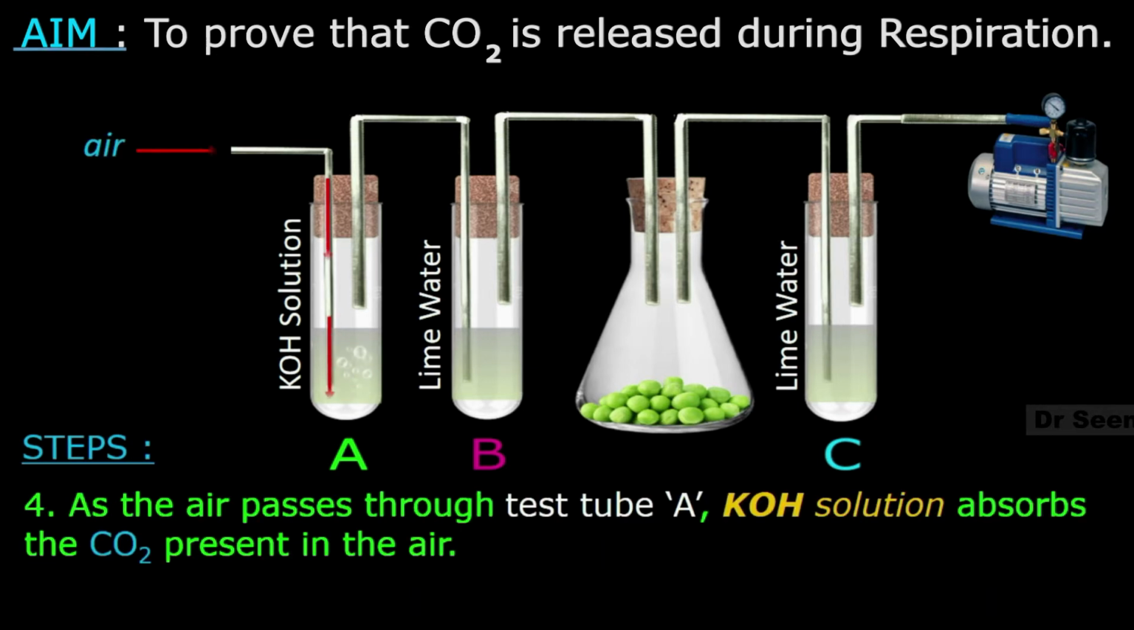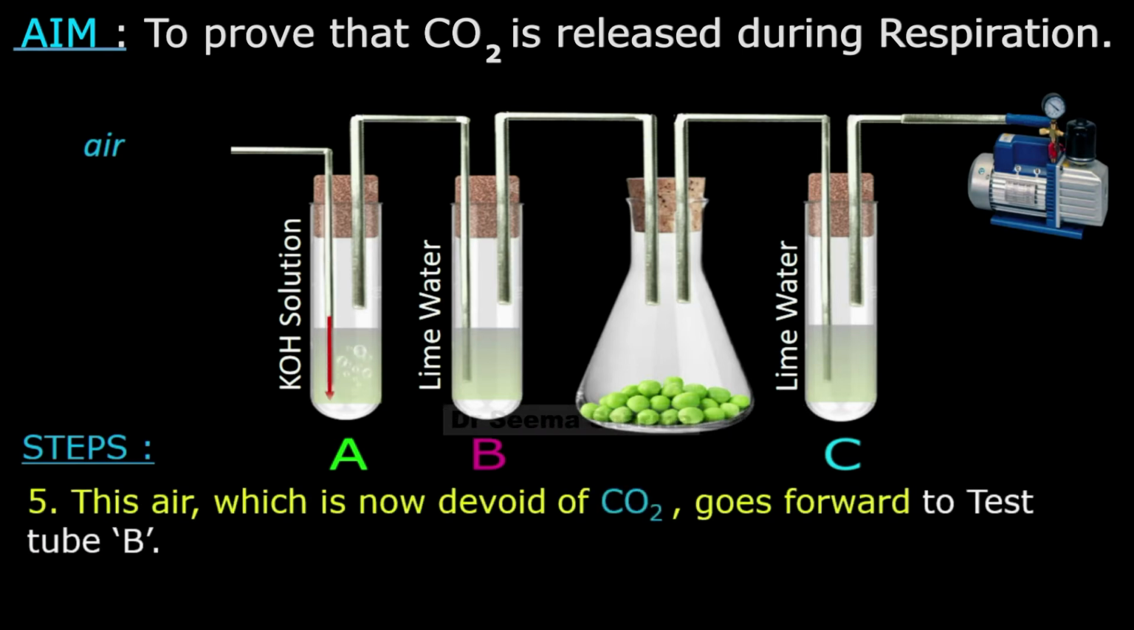As the air passes through test tube A, which contains potassium hydroxide solution, this solution will absorb all the carbon dioxide gas present in the incoming air. So this air, which is now devoid of carbon dioxide gas, goes forward to test tube B.